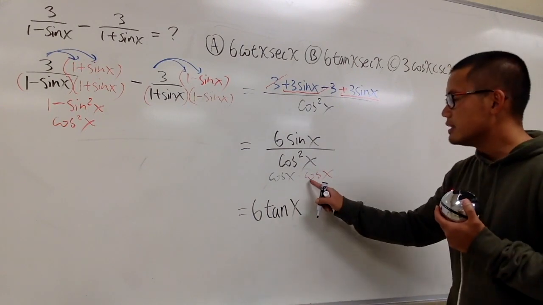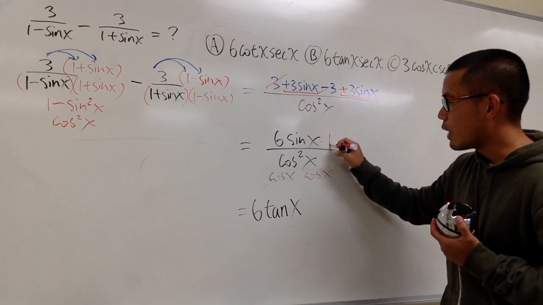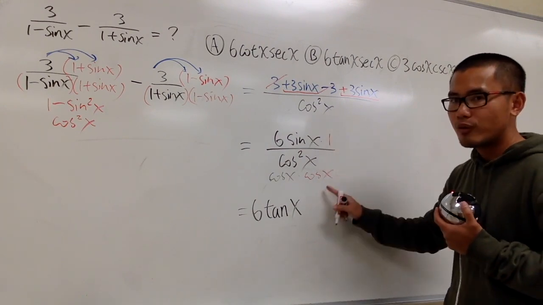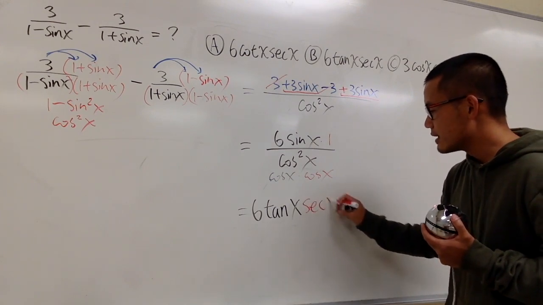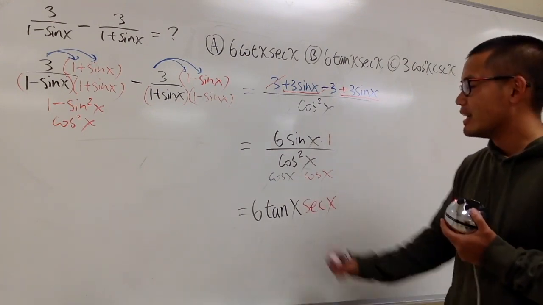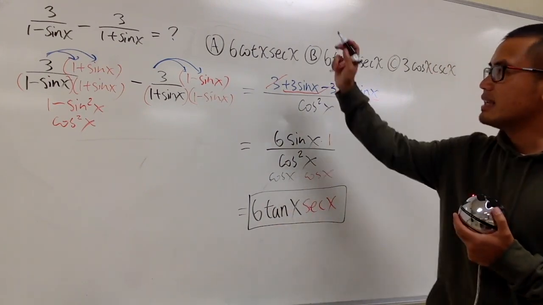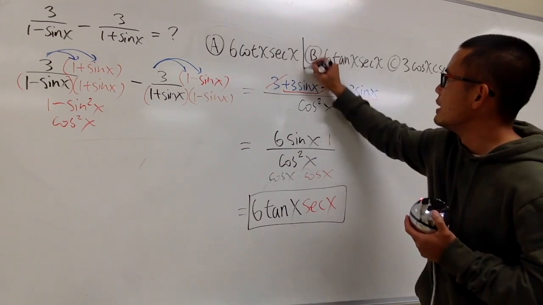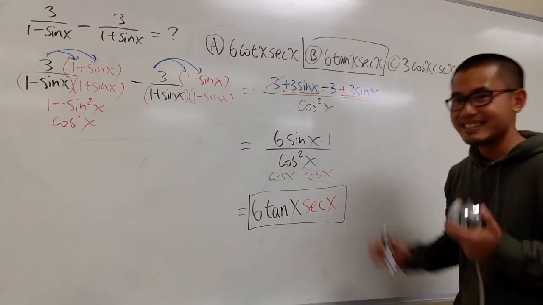And for this one, this is cosine x on the bottom. And if you would like, I can write this as multiplied by 1. And look at 1 over cosine x, which is the same as secant x. That's it. Altogether, we have 6 tangent x times secant x, and that's answer choice B right here. And that's it.